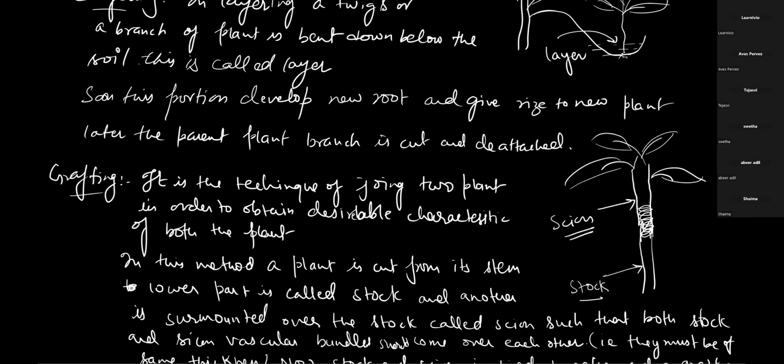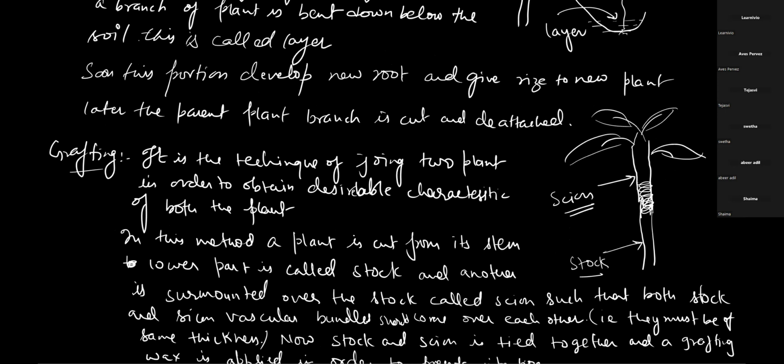Let me show you that this is a technique of joining two plants in order to obtain the desirable characteristics of both the plants. In this method, a plant is cut from the stem. The lower part is called stock, and the upper part is called scion. Such that both the vascular bundles should overlap each other. You can write it overcome or overlap each other.